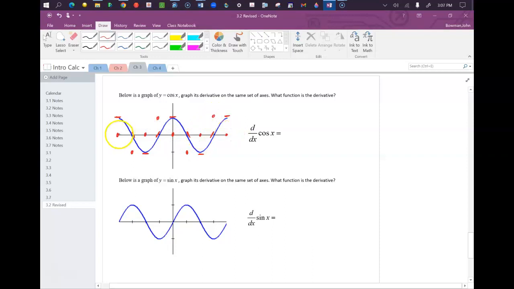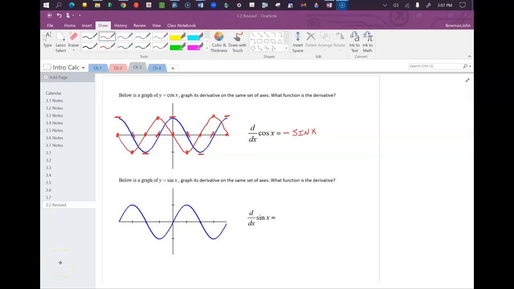So at those x values, those are the values of the corresponding slopes, and then we're going to connect those points, and it turns out that the derivative of the cosine function is not exactly the sine function. It's the reflection of the sine function over the x-axis, so it's the negative sine of x. Why don't you pause the video and try and do the next one on your own.